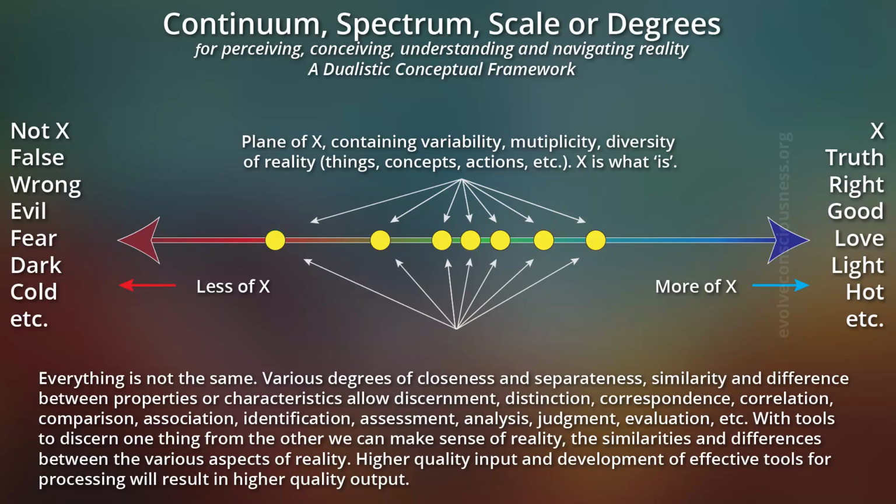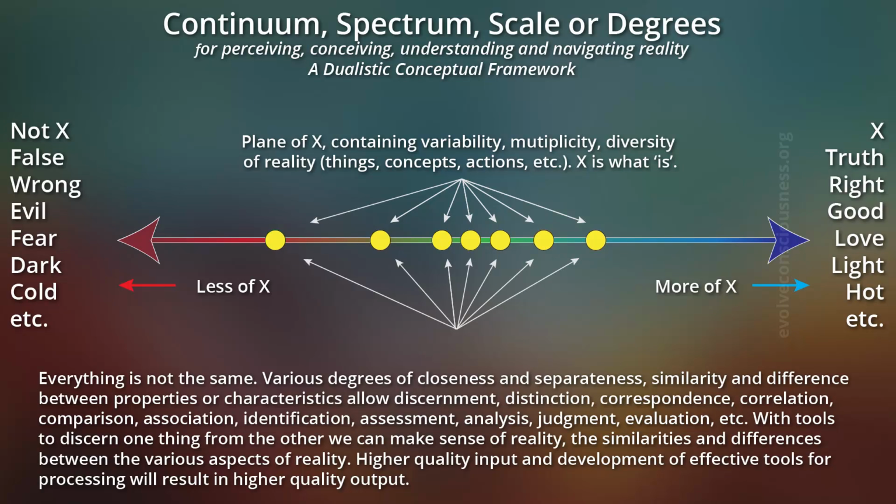So at the bottom of the infographic here, everything is not the same. Various degrees of closeness and separateness, similarity and difference between properties and characteristics allow discernment, distinction, correspondence, correlation, comparison, association, identification, assessment, analysis, judgment, evaluation, etc. With tools to discern one thing from the other, we can make sense of reality. The similarities and differences between the various aspects of reality, higher quality input, and development of effective tools for processing will result in higher quality output. That's pretty much what I have to say about that.